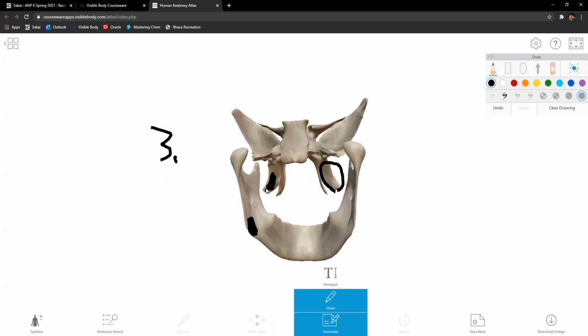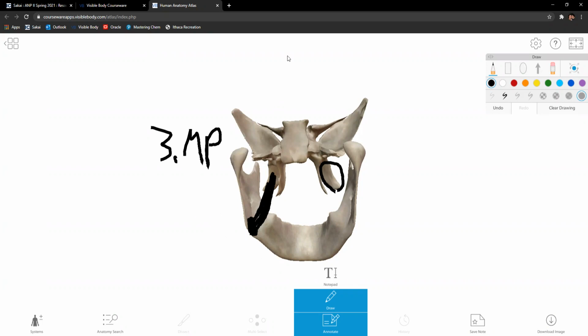And then the insertion is going to be on the medial surface of the angle of the mandible right here. So you know your angle of the mandible, and that medial side of the angle is where it's going to insert. And so the muscle we're looking at is the medial pterygoid. So your medial pterygoid muscle. And so this muscle is going to kind of come down like this. So that is your medial pterygoid.